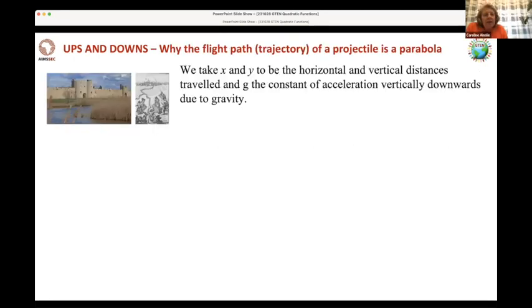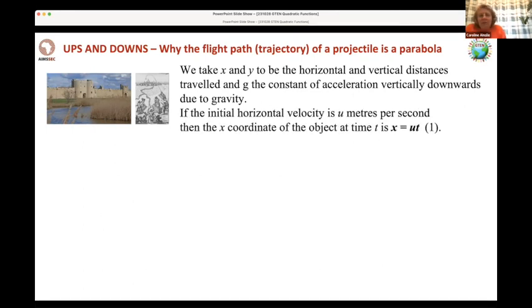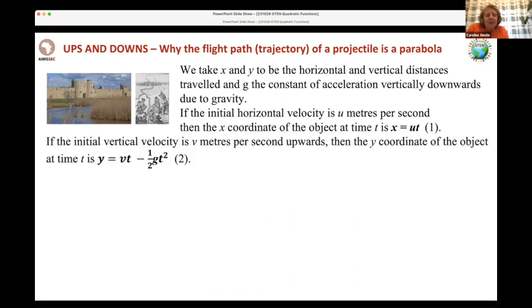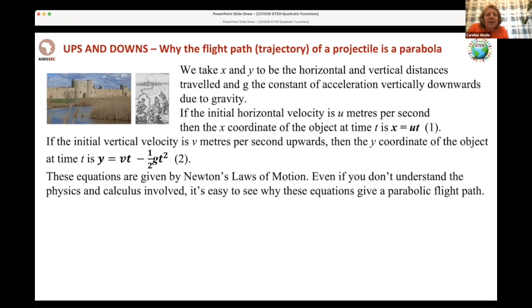So now we're going to look at the path, the trajectory, the parabola that we've been talking about from the beginning. And now we're going to use algebra. So we're not talking about rate of change. We're just looking at algebra. So whether you've seen this or not, all you need is algebra. Have I said that before? So x and y are the horizontal and vertical distances. So we'll imagine the parabola we've been looking at. x and y are the horizontal and vertical distances, and g is the constant acceleration vertically that's pulling it downwards caused by gravity.